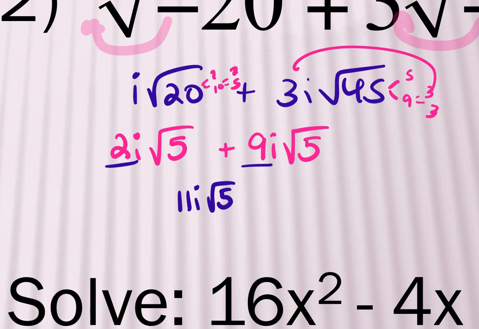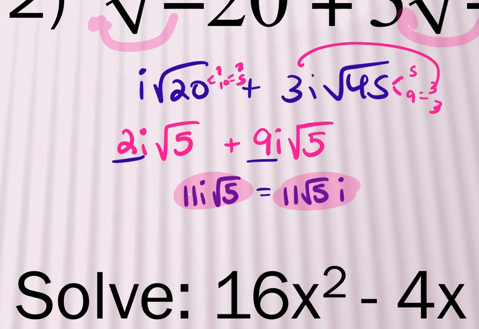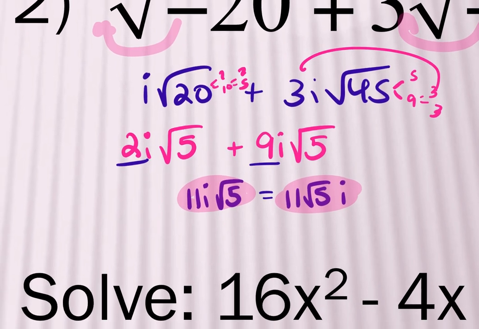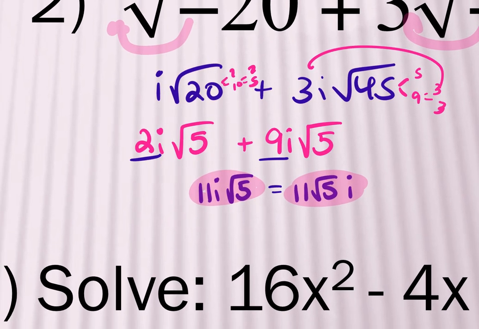I'm okay with you leaving it like that. You could also rearrange it so that the i comes last. You just have to be careful and make sure the i does not go underneath the square root. So I would have taken either of those answers. Questions on that one?